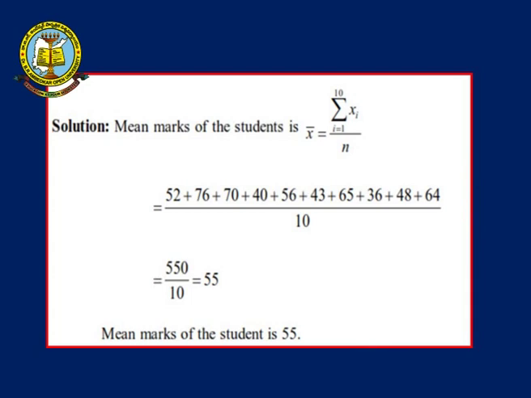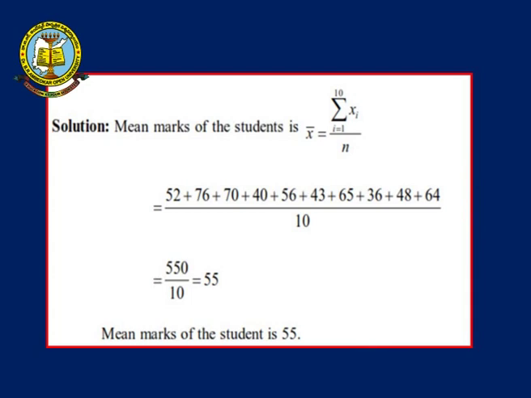So now we add all the 10 observations, that means 52 plus 76 plus 70 plus 40 plus 56 plus 43 plus 65 plus 36 plus 48 plus 64, divided by the number of observations. How many observations do we have? 10 observations. So the numerator total is 550, divided by the number of observations, which is 10. So 550 by 10, then you can simplify, that is the average marks.